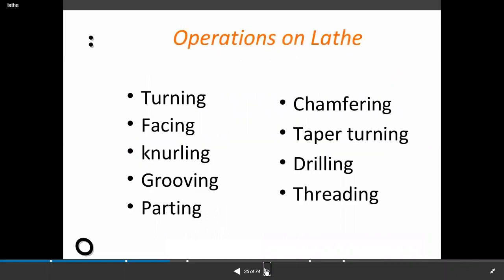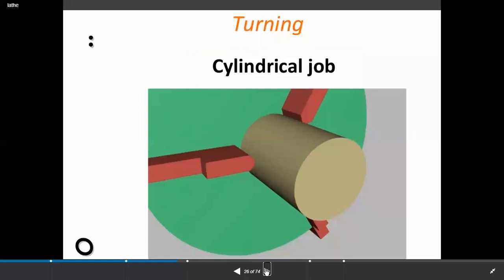So these are the number of operations, the different operations we can do on a lathe machine. These are turning, facing, knurling, grooving, parting. We have to see them one by one. So this is a cylindrical job. The cylindrical job is held in the three-jaw chuck and it will be rotating along its axis. So that is the cylindrical job.